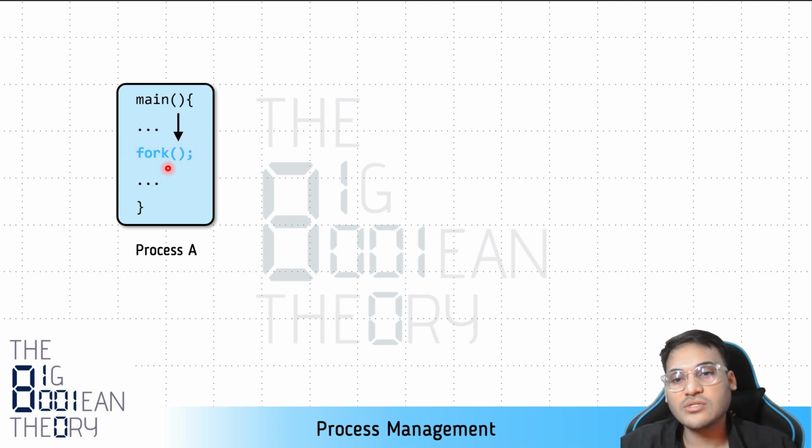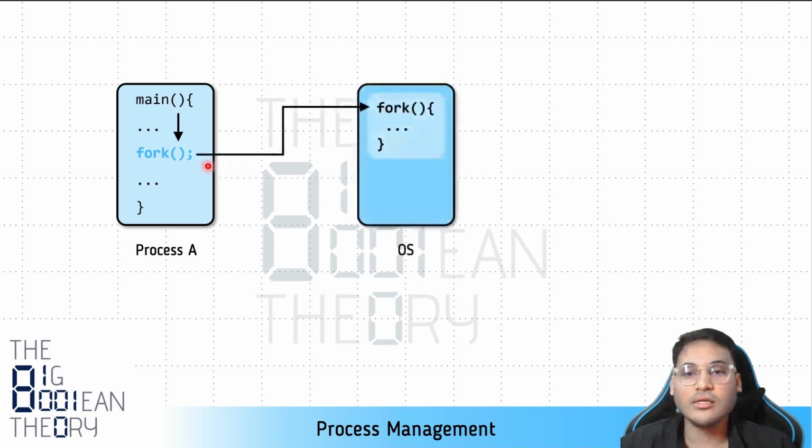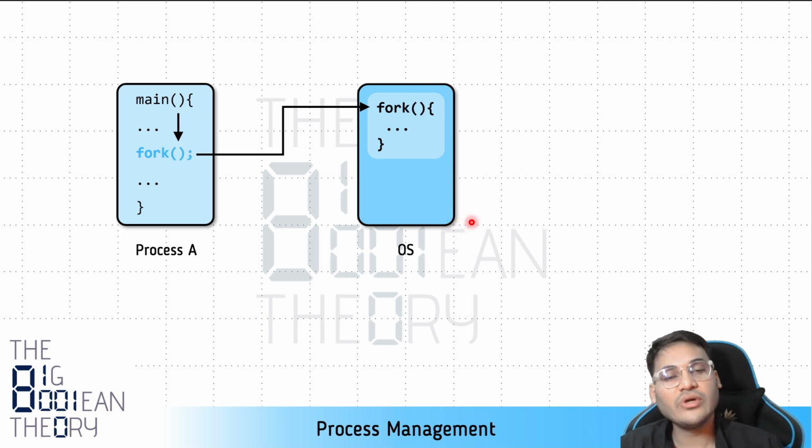When this fork system call is executed, the control is immediately transferred to the operating system. The control will be transferred to the fork routine, which is defined inside the code base of the operating system. Like any system call, whenever we make a system call, the control is transferred immediately from the user process to the appropriate routine inside the operating system's code base. Now the operating system is executing, and when this fork system call routine is executed, a copy of this process will be created.